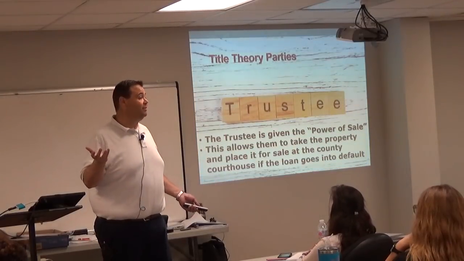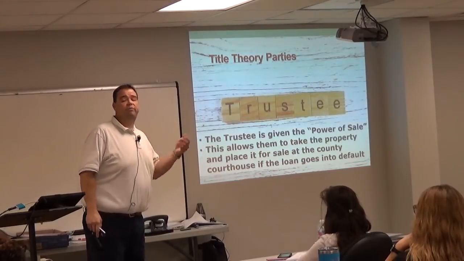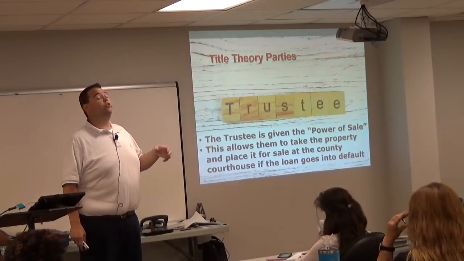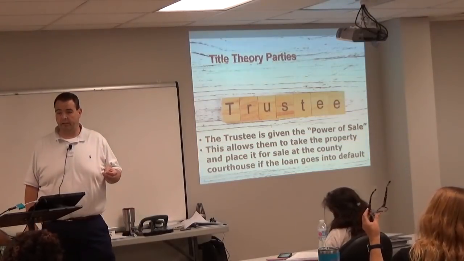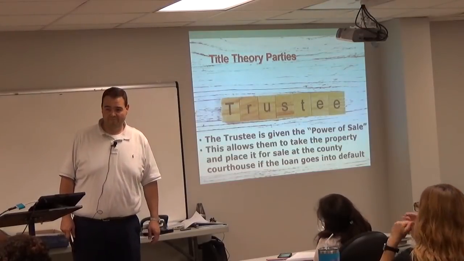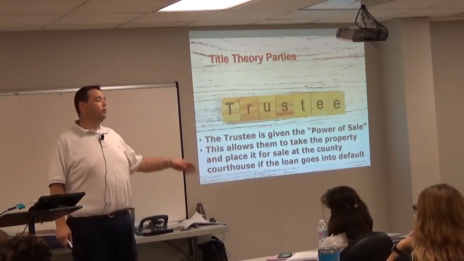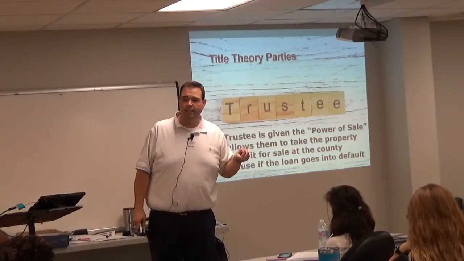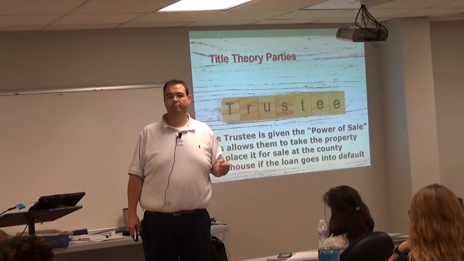That's a big decision, isn't it? The trustee gets to decide: is this borrower in default? And if the trustee decides that the borrower is in default, then it's the trustee who places that property for sale at the county courthouse. And we give that permission to the trustee when we sign the deed of trust. That's exactly right. Everybody hear her statement? She said the borrower gives that permission to the trustee when they sign the deed of trust. That is absolutely correct, the perfect way to state that.